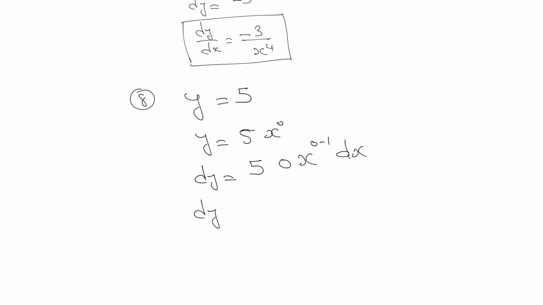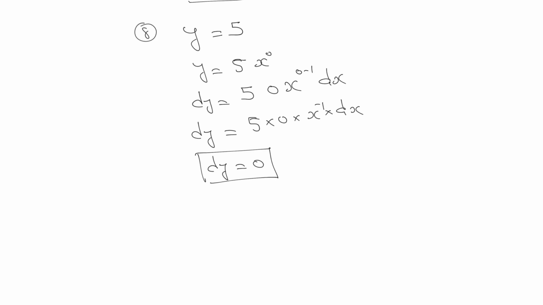Or you can write dy will be equal to 5 into 0 into x raised to minus 1 into dx. But if you are multiplying with 0, the final answer is going to be 0, so dy will be equal to 0. So over here, you can say that differentiation of y is equal to 0. If y is equal to 5, then differentiation of y is equal to 0. So we'll discuss what the meaning of this is.